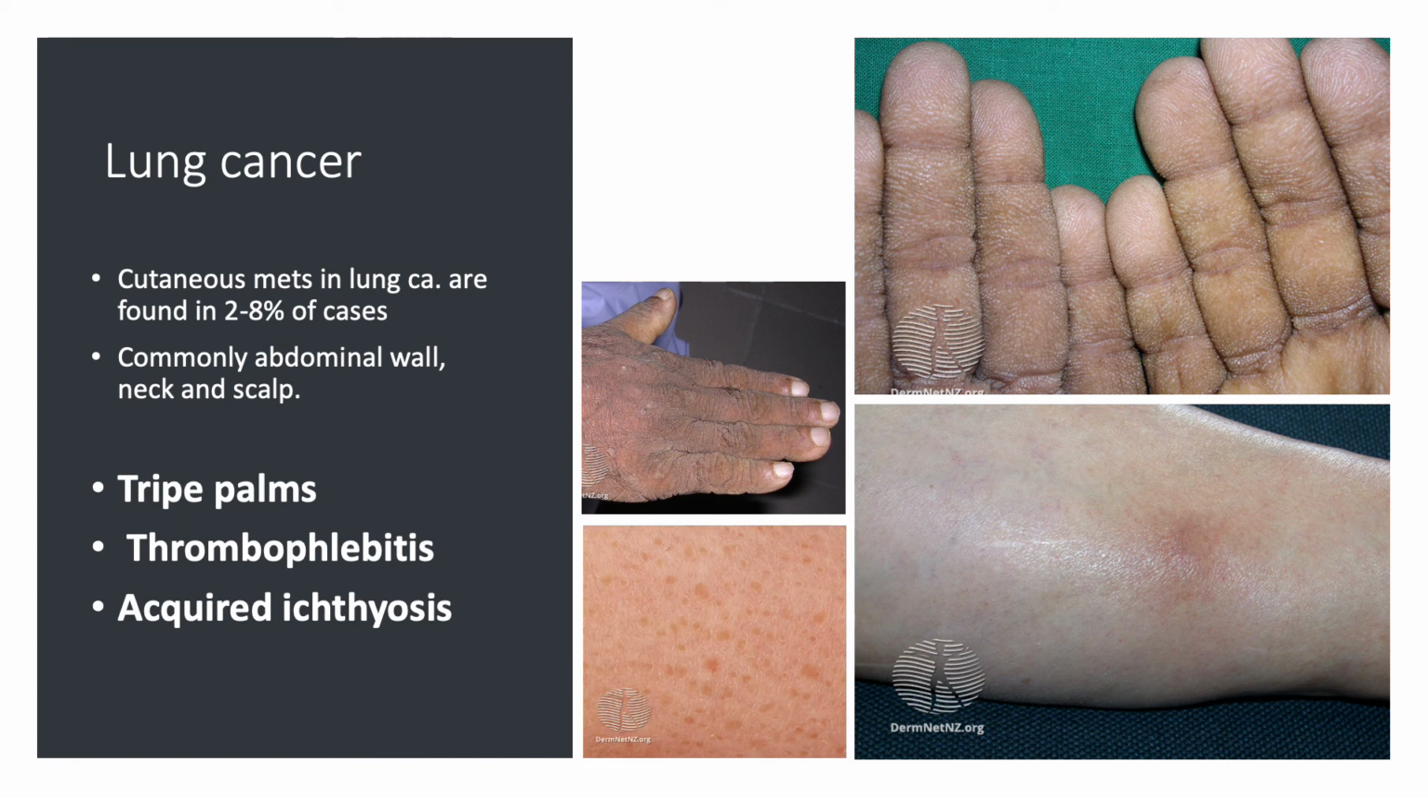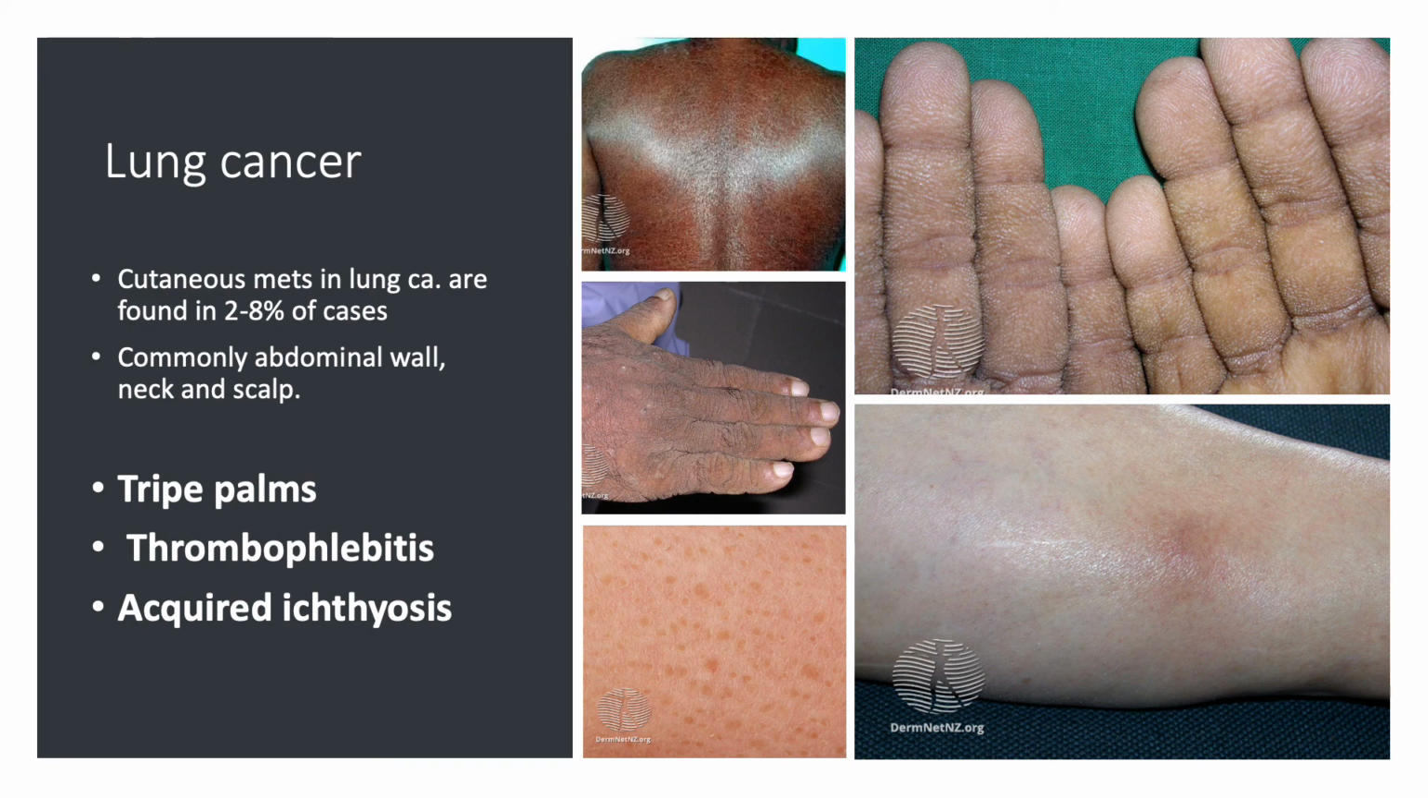And finally, you have acquired ichthyosis, and this is where you get dry fish scale-like skin, and it can be caused by other things, for example, Hodgkin's lymphoma or HIV, underactive thyroid gland, and some drugs can cause this manifestation as well, such as hydroxyurea. So this is what ichthyosis would look like on someone of a darker skin tone.